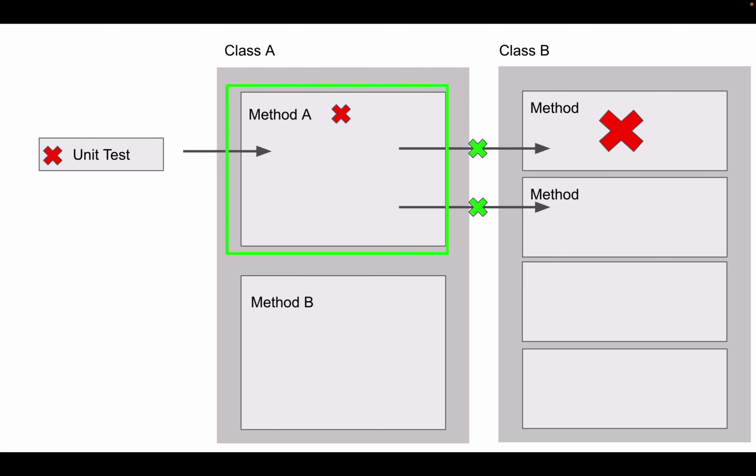We create unit tests to test business logic inside of method A only. And since we're only interested in testing code in method A, we need to find ways to isolate method A from other dependencies and test it in isolation from code in object B. Let's see how we can do it.